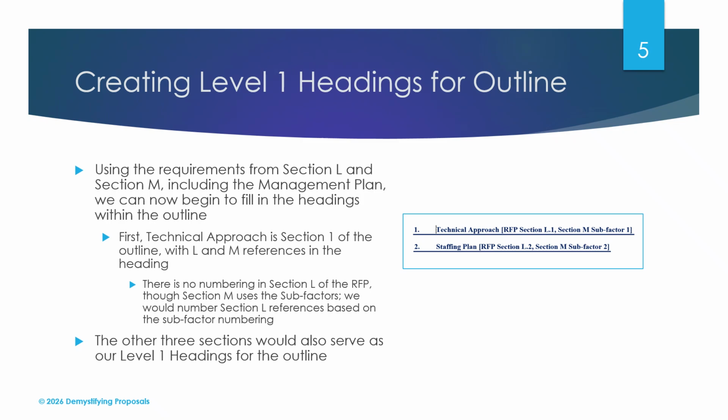So now that we've looked at section L and the way that they list out the requirements, and section M and the way they list out the subfactors, we can create those level 1 headings for our outline. We would include management plan because even though it doesn't have any further description in section L, and it's not in the adjectival evaluation criteria in section L, it's still a subfactor in section M, and it does actually appear in section L. So one way or another, management plan needs to be there until we get an answer to our question about that. So technical approach is section 1 of the outline with the L&M references in the heading.